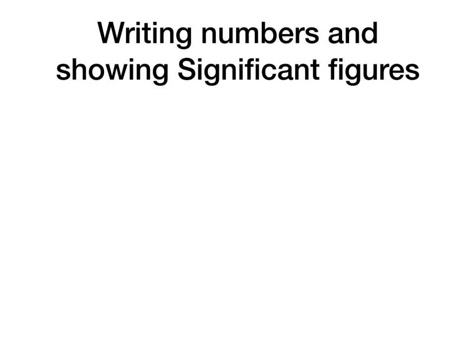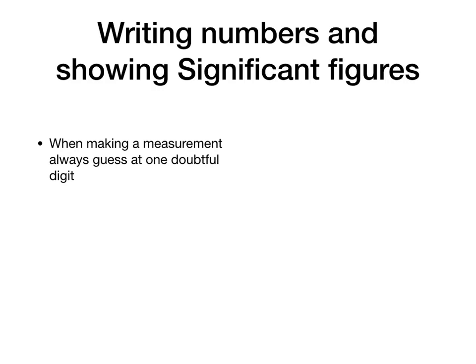So let's then take a look at writing numbers and showing the correct number of significant figures. Remember, when you write a measurement, you always guess at one doubtful digit. So that means if you're measuring with a meter stick and it has no marks on it at all, you have just a stick that's 1 meter long, you measure the meter and then you guess at the nearest tenth. If you've got a meter stick that's divided up into tenths, you measure to the nearest tenth and then you guess at the hundredth. If it's divided up into thousandths, you measure to the nearest thousandth and then you guess at the 10,000th. So you always guess. That doubtful digit is always one order of magnitude smaller than the smallest number on the tool.